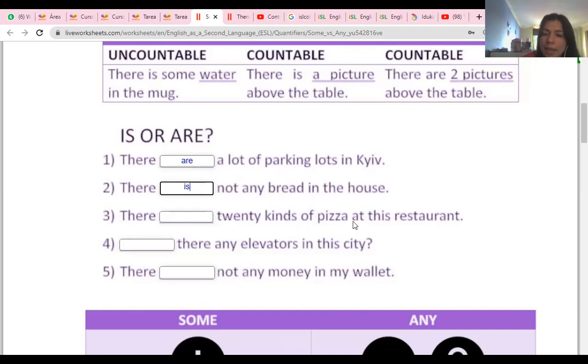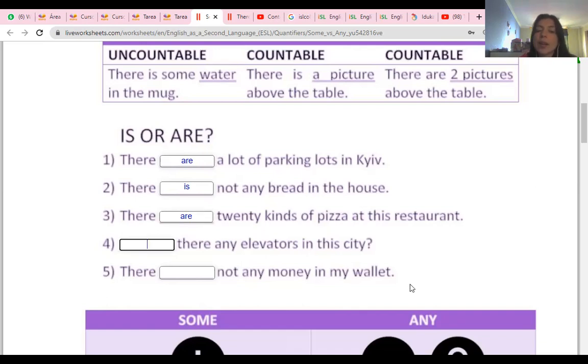There is 20 kinds of pizza at this restaurant. Kinds, I'm sorry. There is or there are? 20 tipos de pizza en este restaurante. There is or there are? Yeah, listen. There are, because we have too many kinds of pizza. There are 20 kinds of pizza at this restaurant.